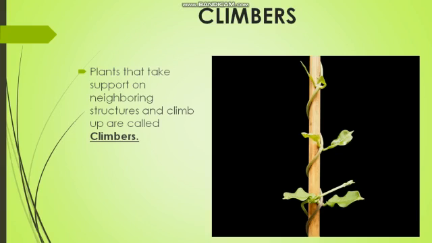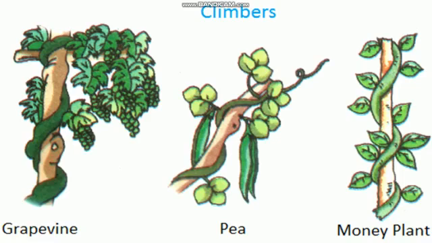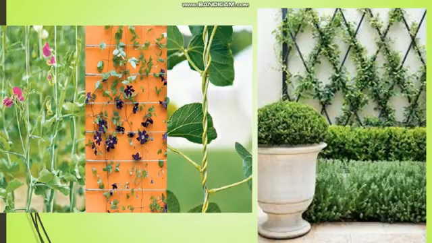Next category is climbers. So climbers are basically the plants which take the support of the surrounding materials and grow upright. Plants that take support on neighboring substances and climb up are called climbers. The most common example for climbers are the grapevine, the pea plant and the money plant.